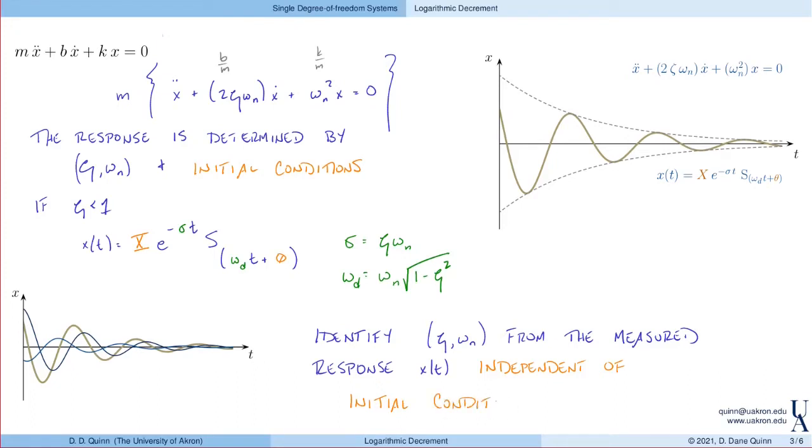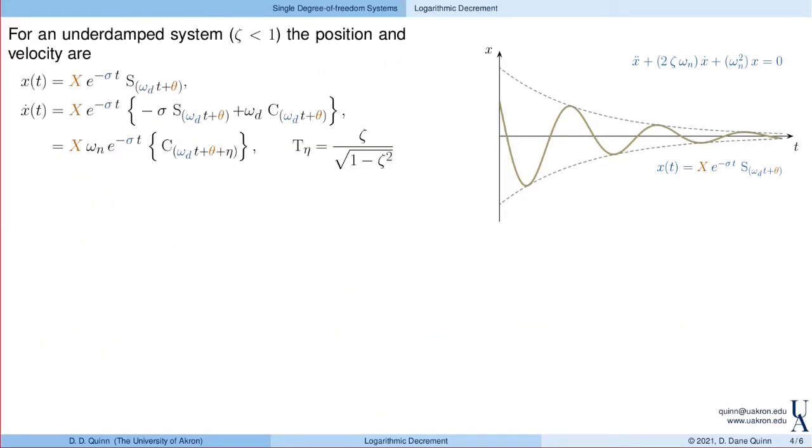Of course, the initial conditions influence the response. But I want to develop a technique that doesn't rely on me also solving for these additional two unknowns. I only want to be able to focus on the things that I'm interested in. So that's the method of the logarithmic decrement. Now, how does this work?